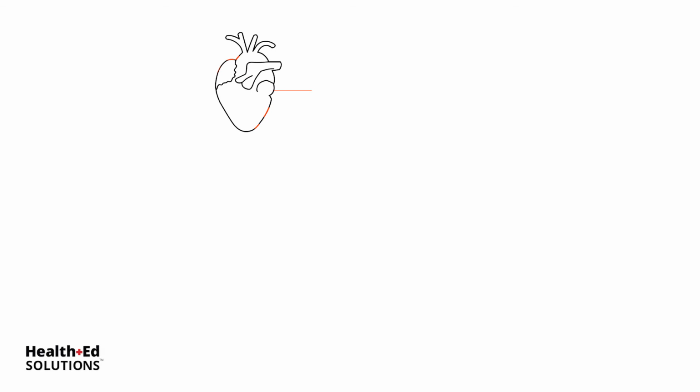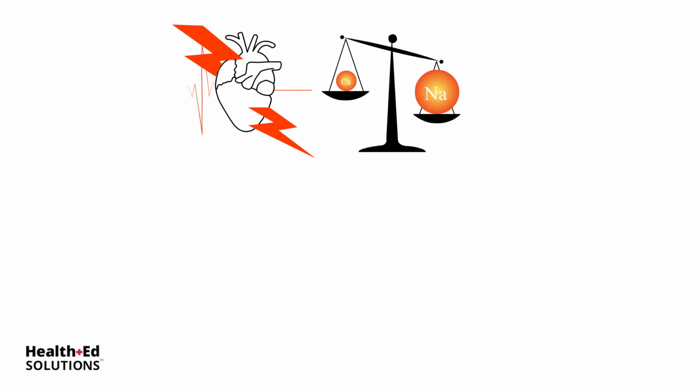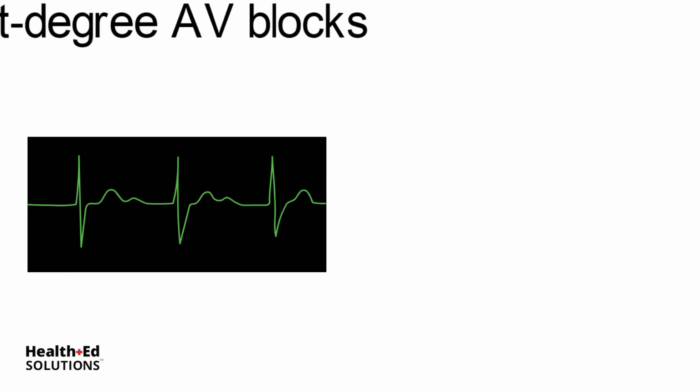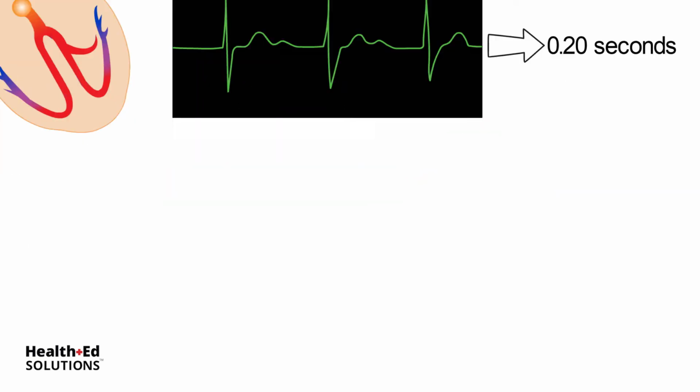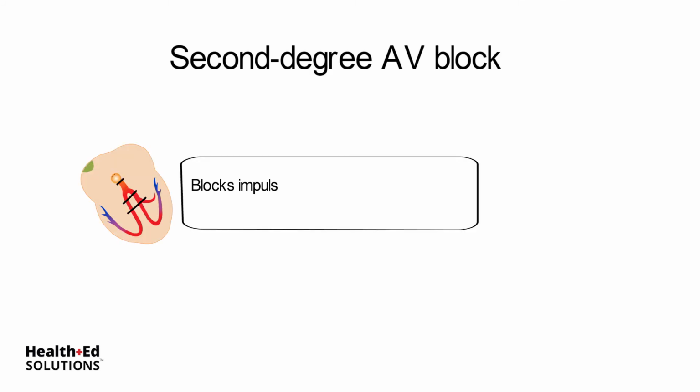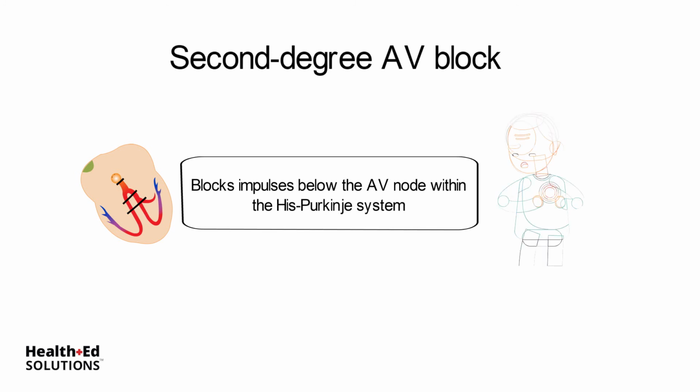Atrioventricular blocks can be caused by acute myocardial infarction, medications, or electrolyte imbalances. First-degree AV blocks are often benign, and ECG findings will show an increased PR interval of more than 0.20 seconds. Second-degree AV block, Mobitz type 2, blocks impulses below the AV node within the His-Purkinje system. This type of AV block almost always causes symptoms. It is commonly associated with acute myocardial infarction and may transform into a third-degree AV block.